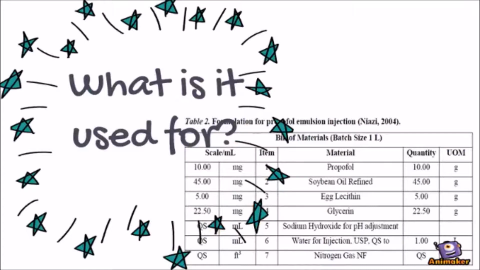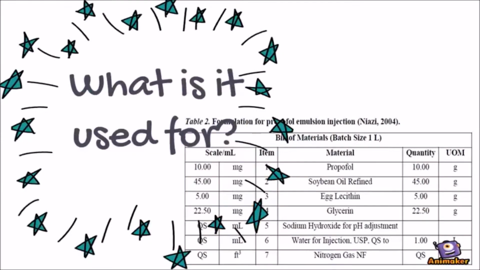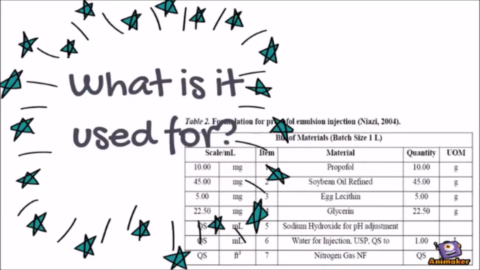The function of soybean oil is to hold the bulk of the propofol. This is because propofol emulsion injection is formulated in a medium that is possible to be stabilized and dispersed. Next, egg lecithin acts as an emulsifier as it functions in stabilizing the small droplets of propofol soybean oil in aqueous dispersion. In addition, glycerin helps to maintain the pH of the formulation to be isotonic with blood.